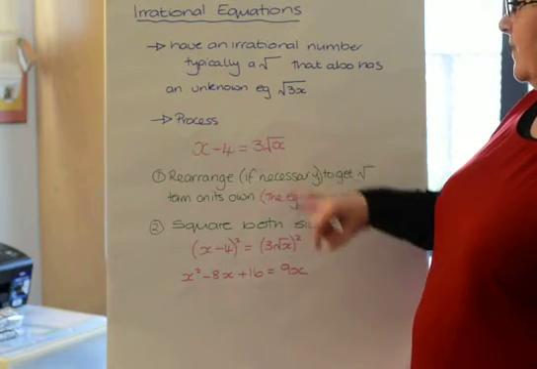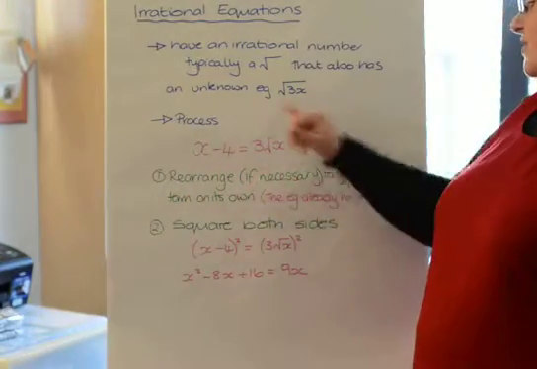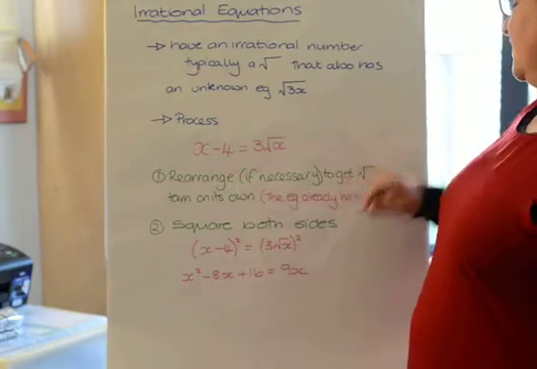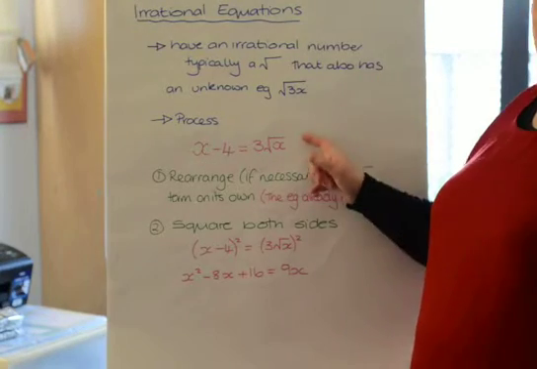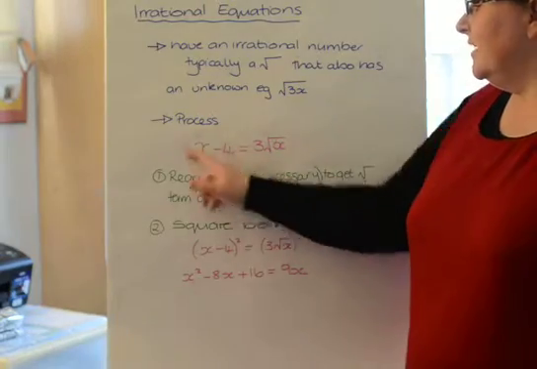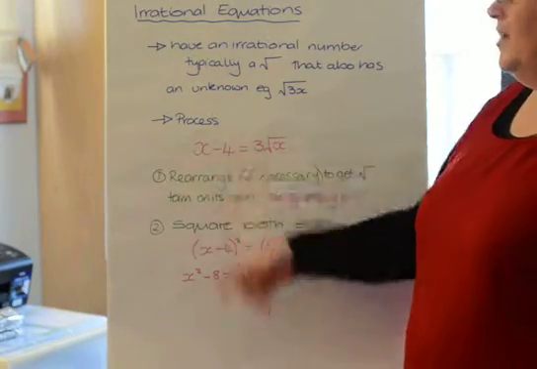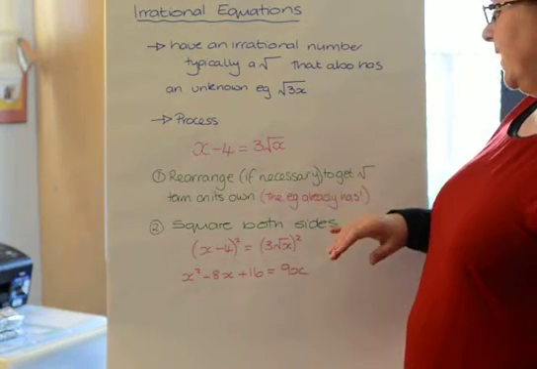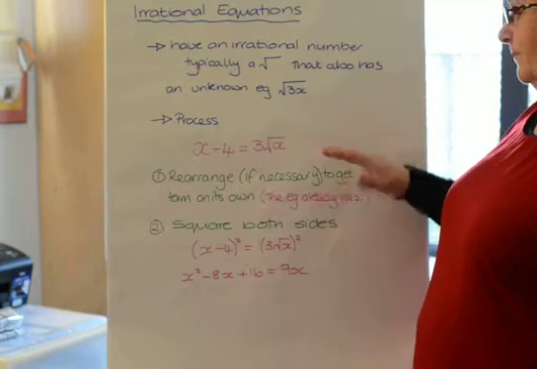Okay, so here is our example equation we're going to do. We're going to use x minus 4 equals 3 root x. So, first step, rearrange if necessary to get the square root term on its own. Okay, this already has. We're not worried about the 3. I don't want to make this any more complicated than I have to. If I start bringing 3 over here, I've got fractions, and if I can avoid fractions, I will. So we're already at step 1.